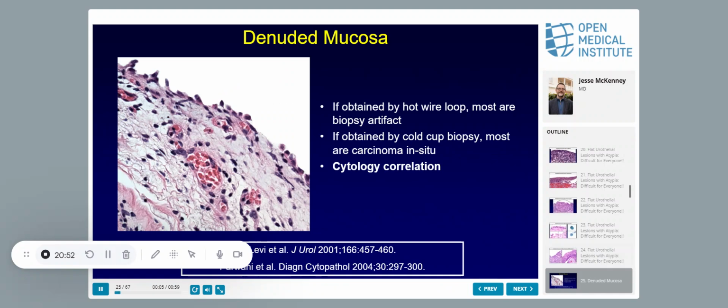So a couple groups have looked at this, and if the urologists do the biopsy with any kind of heat, then most denuded biopsies are just artifact. They induced it by the hot loop. If it's a cold cut biopsy and it's completely denuded, then those have a high risk of carcinoma in situ. Okay, so we don't necessarily know exactly how they do it. So if we see denuded, we just say, given that the surface urothelium is denuded, correlation with urine cytology is highly recommended. Okay, and that's basically how we handle those.